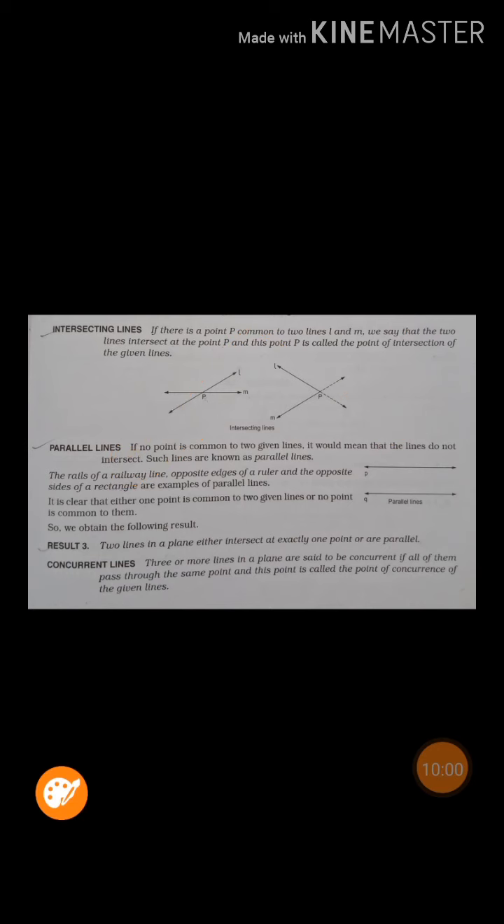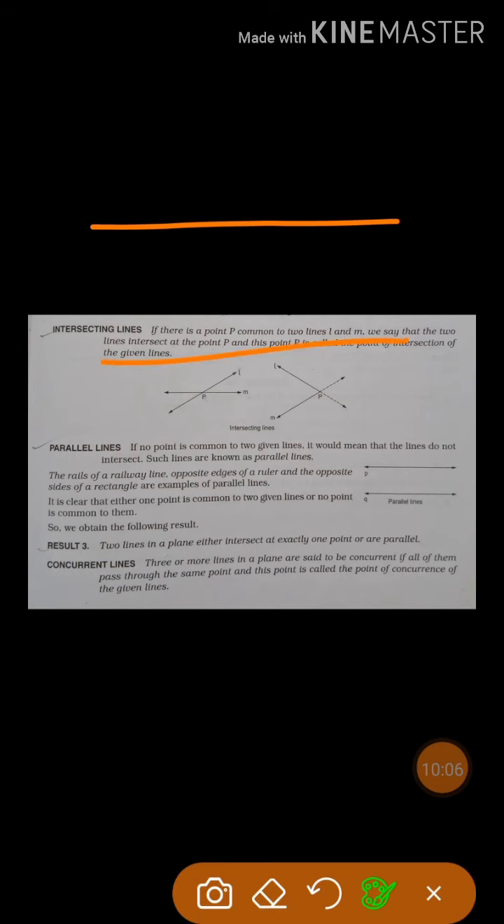Now come to the next, parallel lines. If no point is common to two given lines, if there are two given lines L and M and there is no common point, even if we extend them endlessly, left side or right side, they will never intersect with each other and the distance between them will always be equal. So we can say these lines are parallel lines.